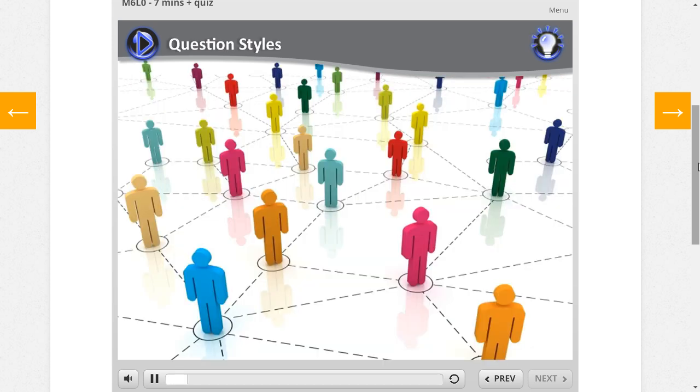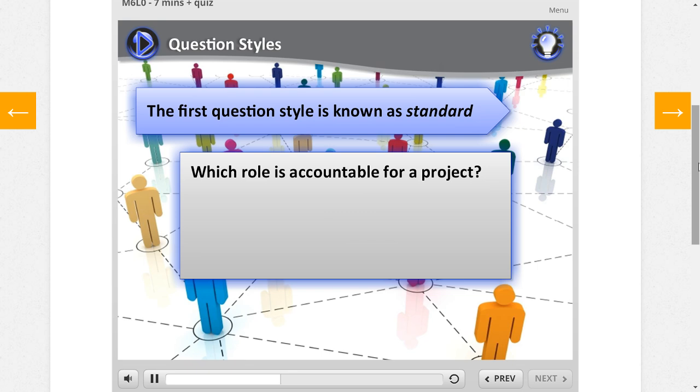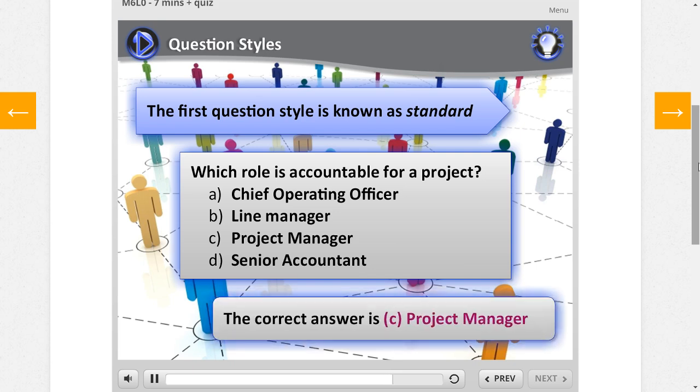There are 4 different styles of questions. We'll look at each of these over the next few screens. The first question style is known as standard. For example, which role is accountable for a project? A. Chief Operating Officer. B. Line Manager. C. Project Manager. D. Senior Accountant. The correct answer is C. Project Manager.